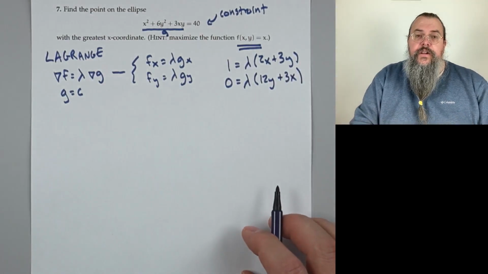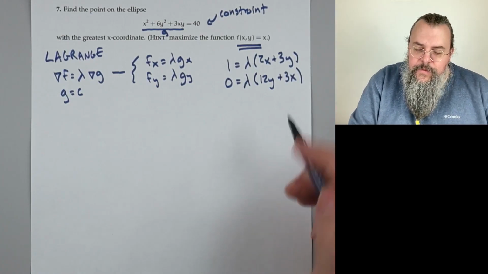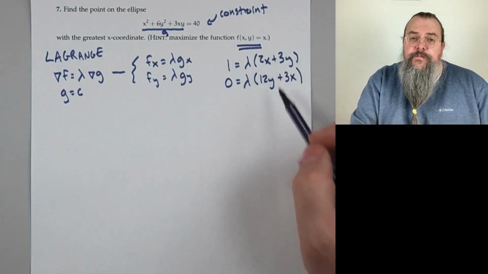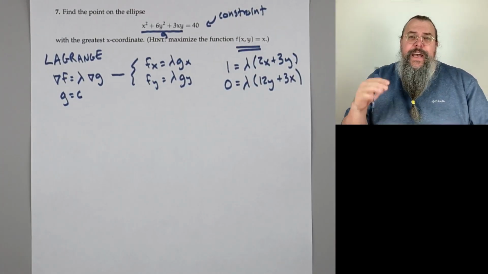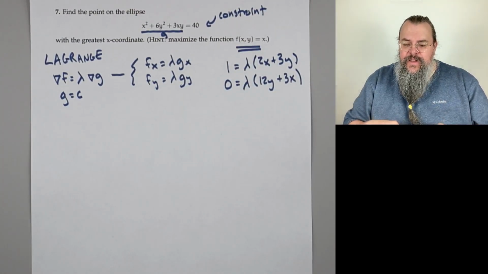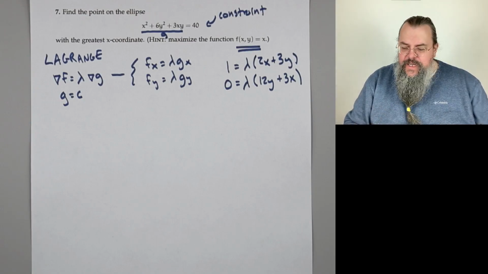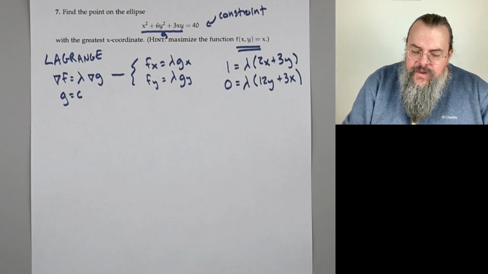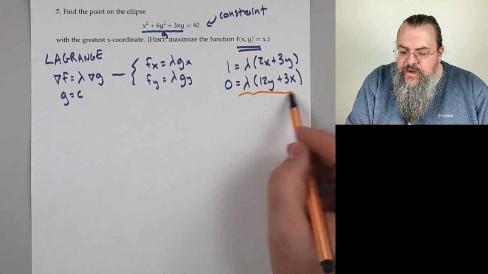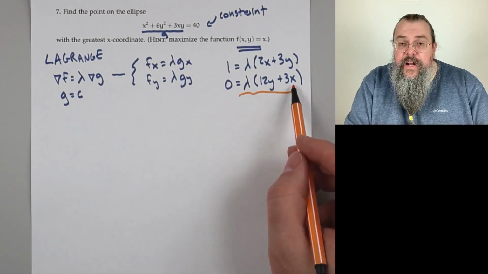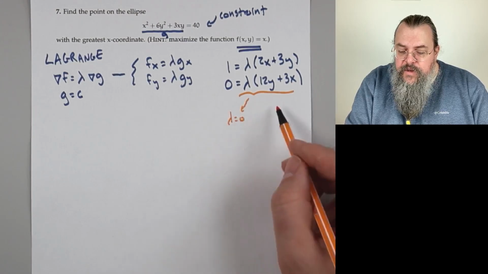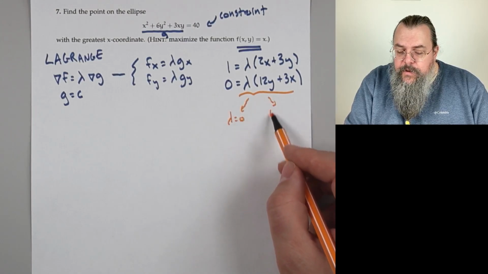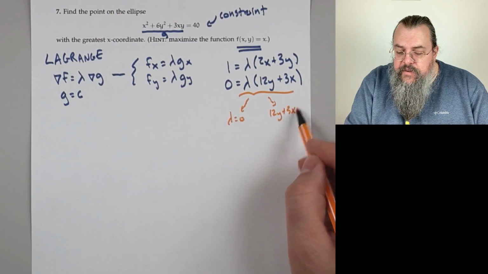Okay, good. So we have our 2 equations here. Now, we have a couple possibilities, and we have to explore both possibilities. So look at this for a second here. Notice how we have that 0 equals a product. So there's 2 cases, namely lambda could equal 0, or that 12y plus 3x could equal 0.